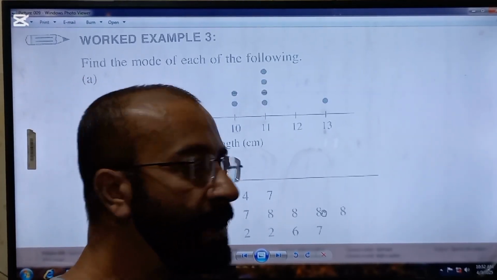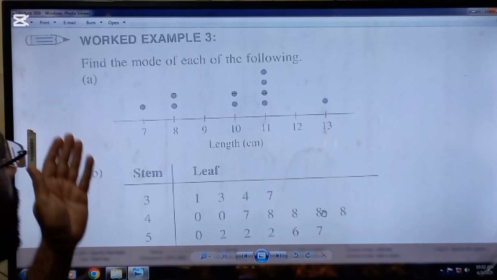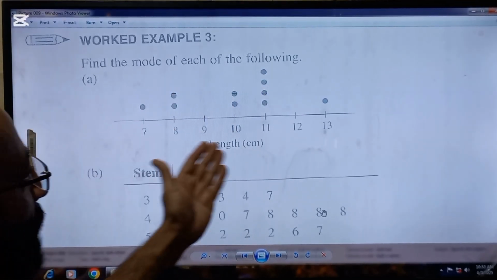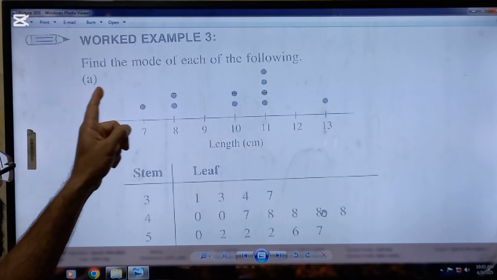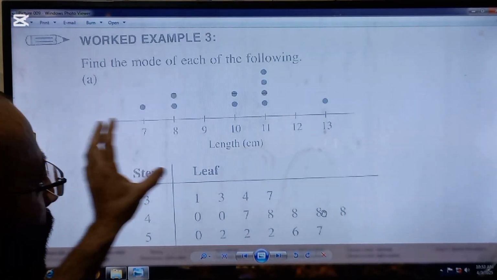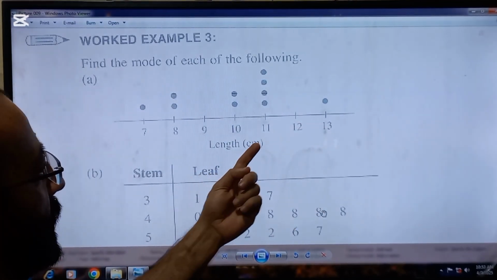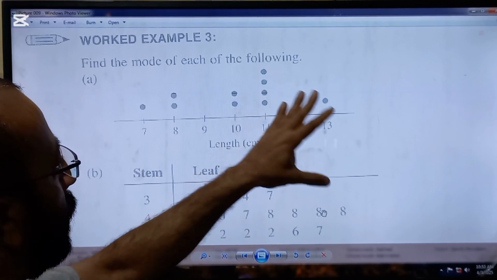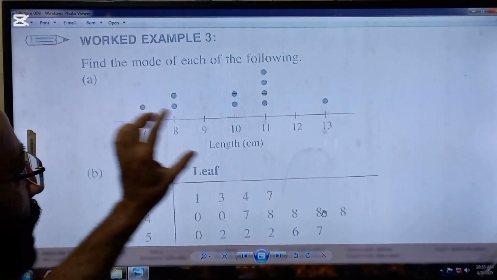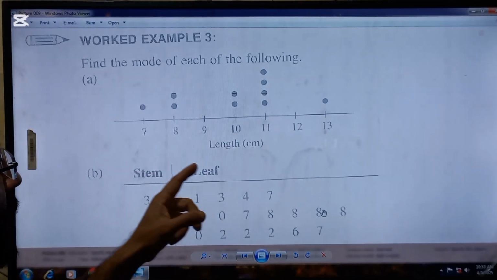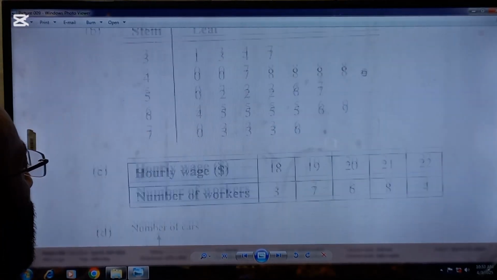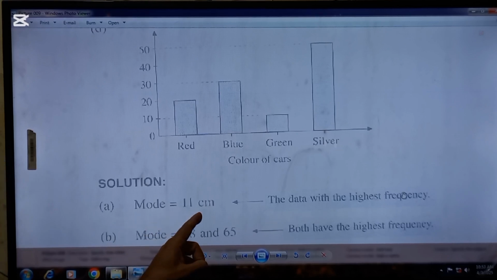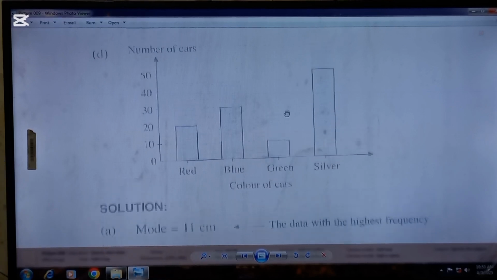Here are some more examples to explain. Find the mode of each of the following. In A part, we have a dot diagram. The requirement is the mode. In the dot diagram, we can clearly see 11 is coming most of the time. That is 1, 2, 3, 4 times, which is more than the other values. So mode is 11 in A part. So here is the answer, mode 11 centimeters in A part.